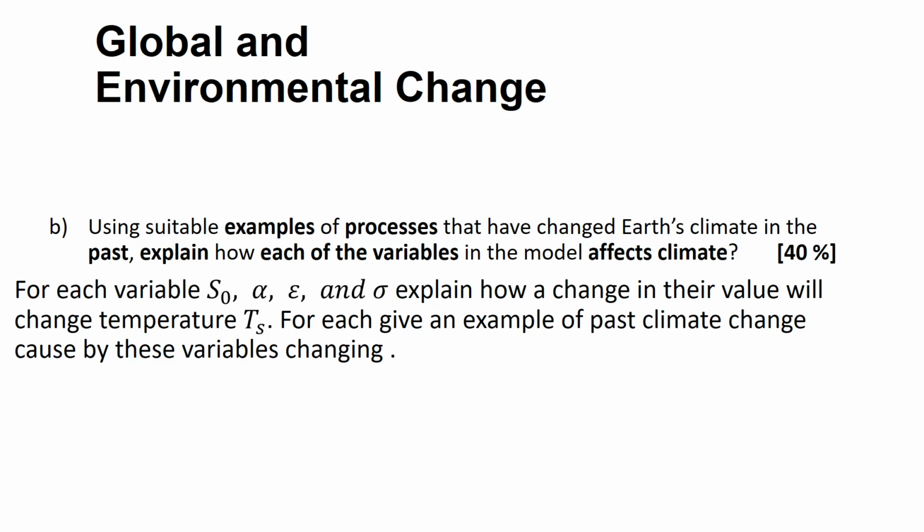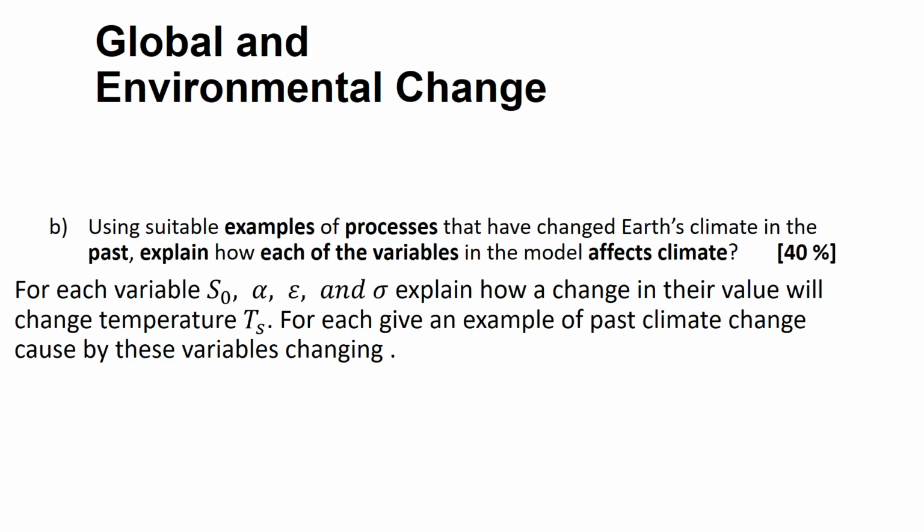Just looking at the question itself, I've highlighted in bold some of the key words. If you have a highlighter in your exam, these are the things you might want to highlight in the exam paper. We want to see some examples in the answer. The question is asking for some processes, and those processes and examples should operate in the past. So we're looking for examples from the past, not examples that are happening now. And we're asking for how each of the variables affects climate, and we want you to explain that.